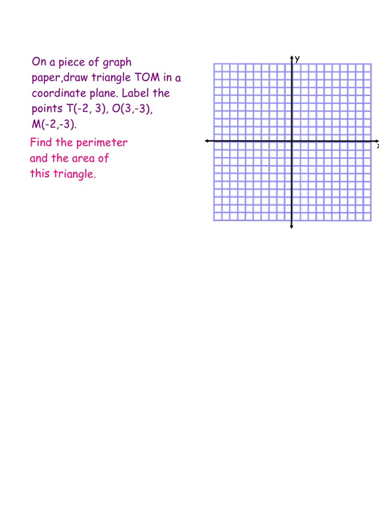Okay, so you might want to take out a piece of graph paper so that you can follow along with these questions. We're going to continue finding perimeter and area of different shapes in the coordinate plane. So for question number 1 here, it says, on a piece of graph paper, draw and label triangle TOM in a coordinate plane and label the points.